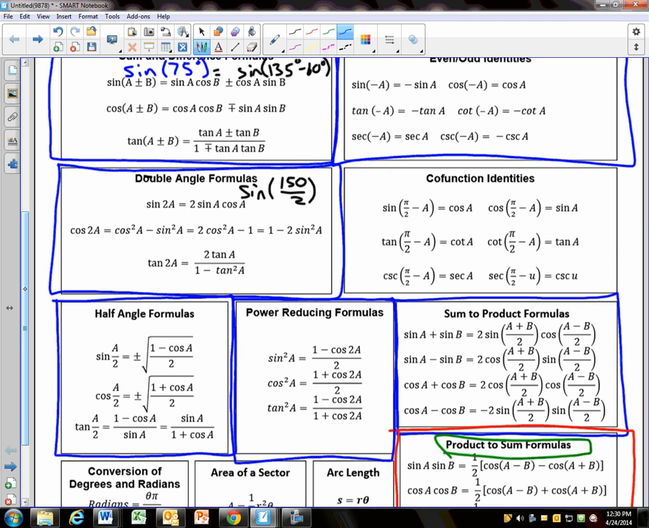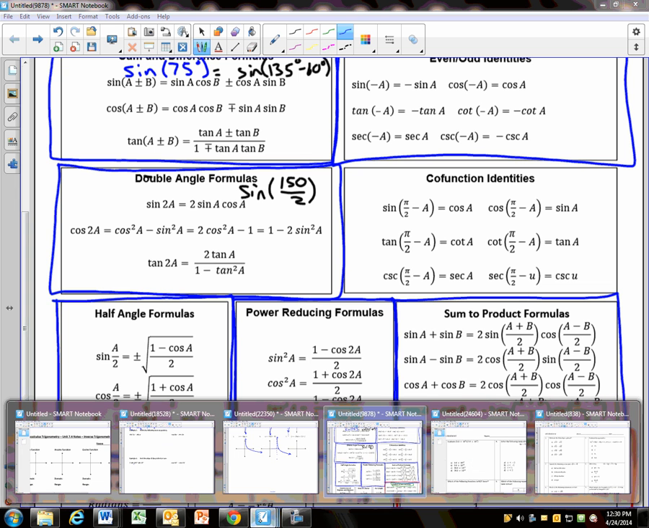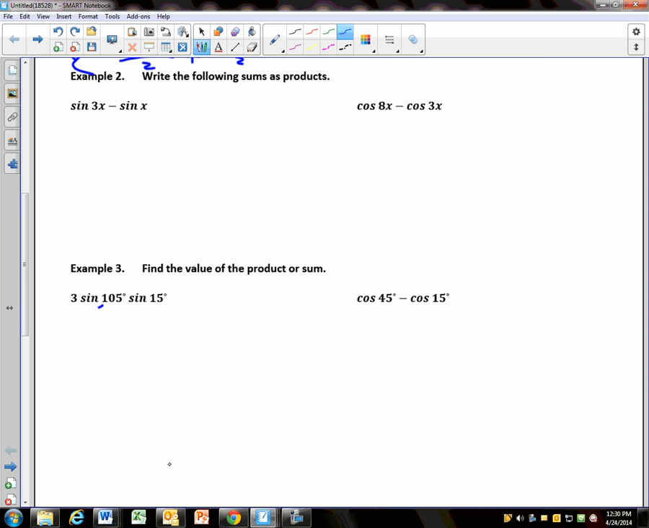Sine of a minus sine of b. Looks like I have cosine then sine. So I'm going to write down the formula. 2 times the cosine of a plus b over 2 times the sine of a minus b over 2.